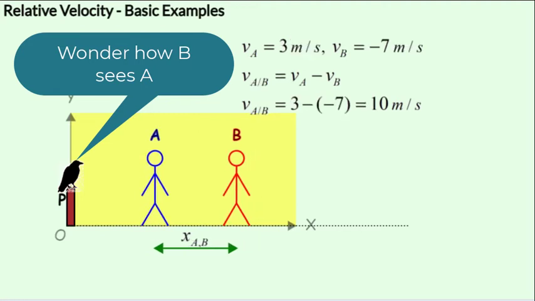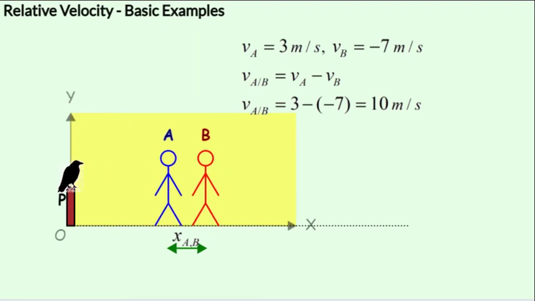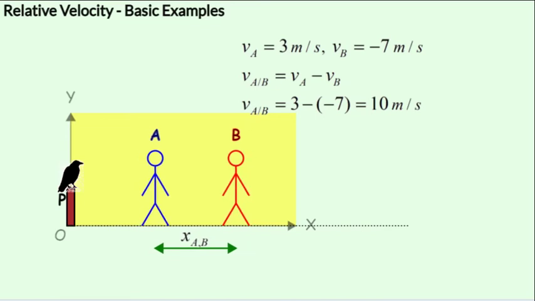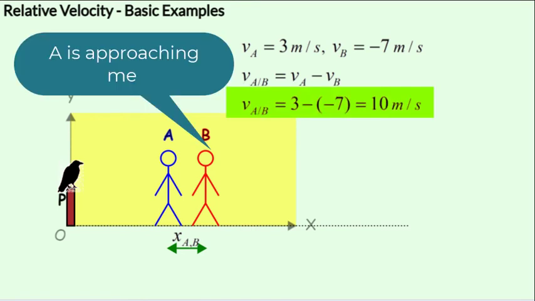Now what we have to compute is the velocity of A with respect to B, which from the formula is 10 meters per second. This is not B with respect to A, but A with respect to B. That is B's perspective on how he sees A. So that will be VA minus VB, or 10 meters per second. Now from B's perspective, B is at rest. Therefore, he feels that A is moving towards him along the positive x direction with a velocity of 10 meters per second.